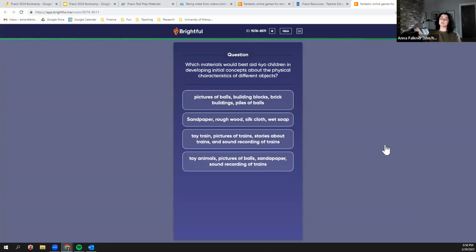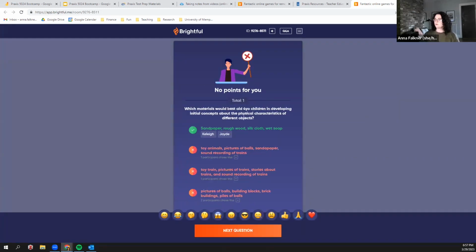All right. Which materials would best aid 4-year-old children in developing initial concepts about the physical characteristics of different objects? Pictures of balls, building blocks, brick buildings, piles of balls; sandpaper, rough wood, silk cloth, wet soap; toy train, pictures of trains, stories about trains, and sound recordings of trains; and toy animals, pictures of balls, sandpaper, and sound recording of trains. All right. Sandpaper, rough wood, silk cloth, and wet soap.